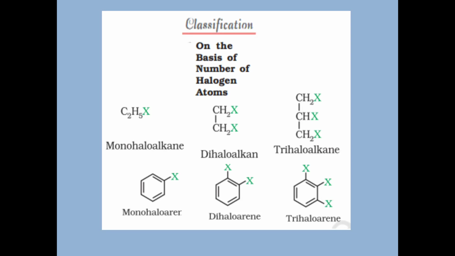Now starting with this chapter on halogen compounds. The classification of halogen compounds on the basis of the number of halogen atoms: first one is monohaloalkane, second one is dihaloalkane, trihaloalkane, monohalobenzene, dihaloarene, trihaloarene.